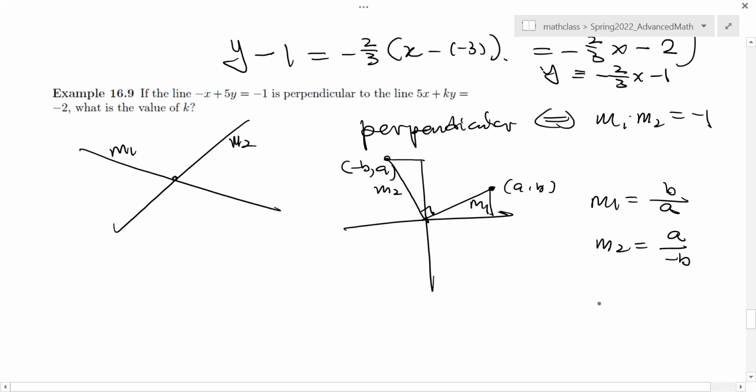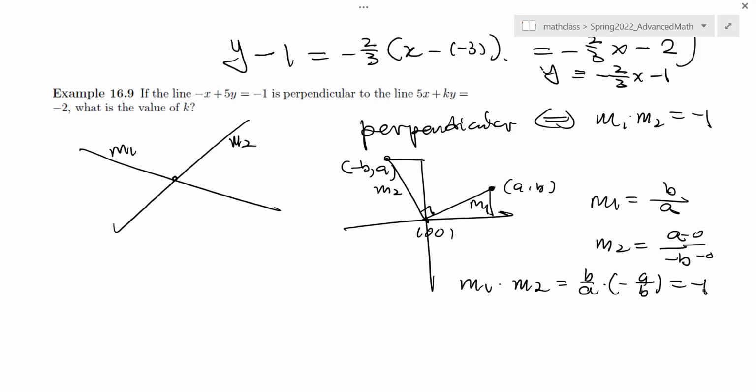If you take the difference, this is going to be A minus 0 over -b minus 0, so it's still A over -b. So m1 times m2 would be B over A times -A over B. So that's going to be -1 if they are perpendicular. Okay, so that is a proof. If two lines are perpendicular, then the product of the slopes must be -1, and the converse is also true. So let's accept this fact, then you can solve the problem.